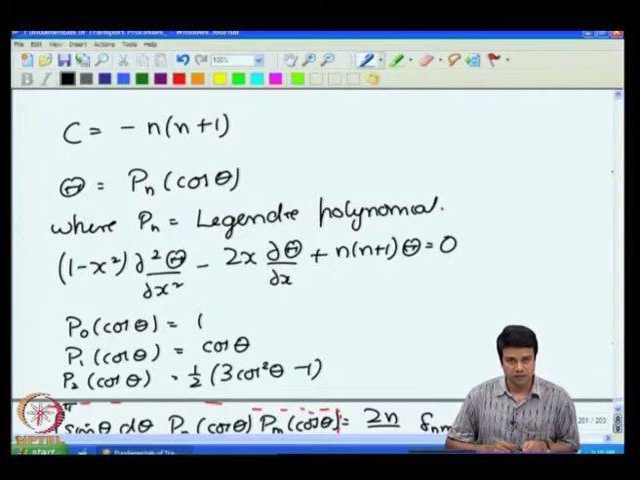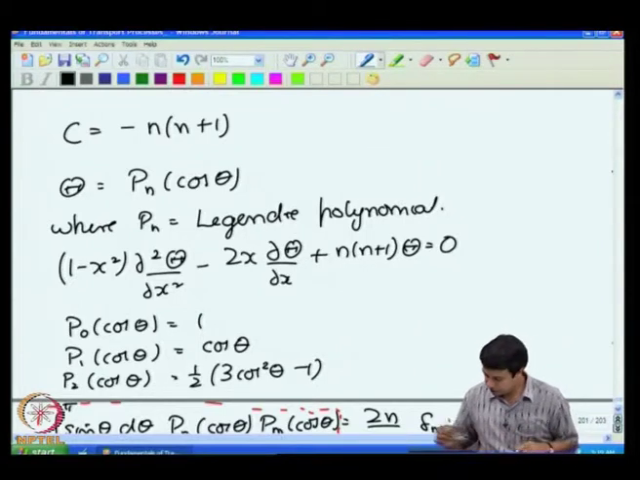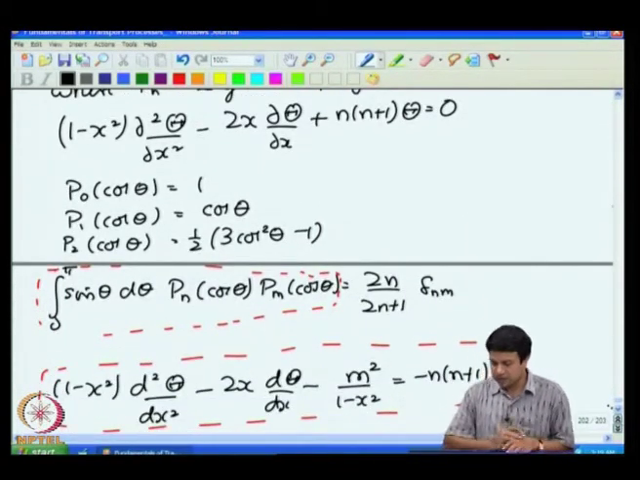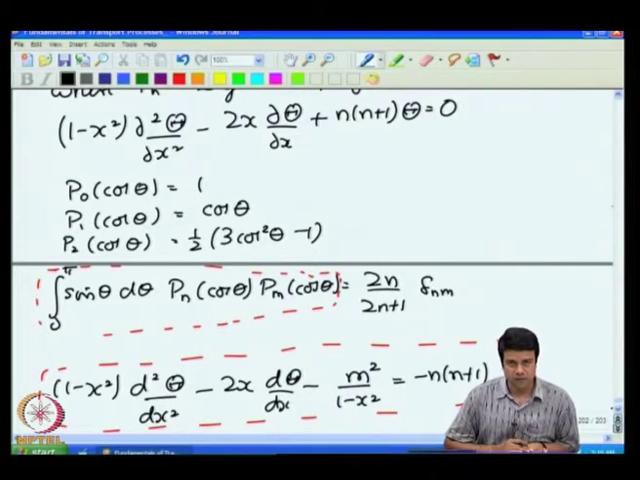I have written down the first few polynomials in this series here: 1, cos theta, half of 3 cos square theta minus 1 and so on. And these Legendre polynomials satisfy an orthogonality relation: the product of two polynomials integrated over 0 to pi, multiplied by sin theta, is non-zero only when n is equal to m. So, the product is non-zero only when the two polynomials are identical, and it is 0 when the polynomials are different.